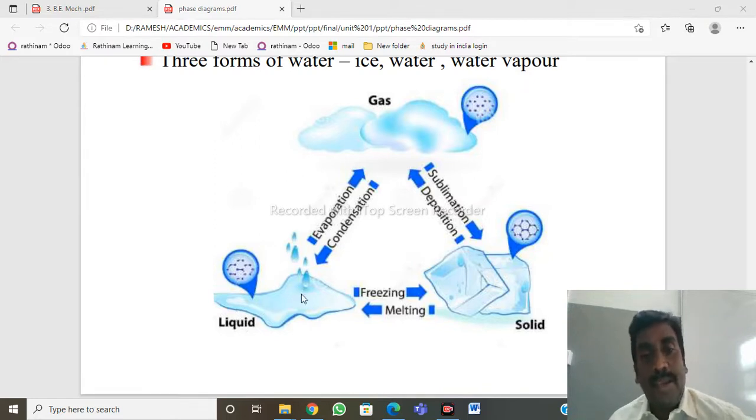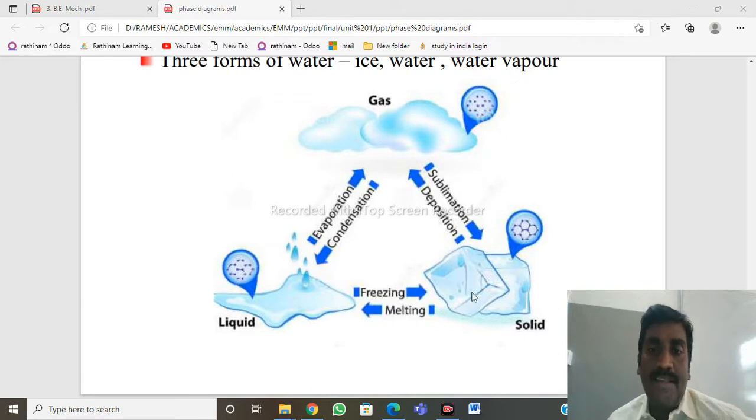If we are again condensing, that means freezing, again cooling down the process, if you are cooling this liquid up to 0 degree centigrade, then what happens? This liquid will become a solid material. So this can be done in a reversible manner also.